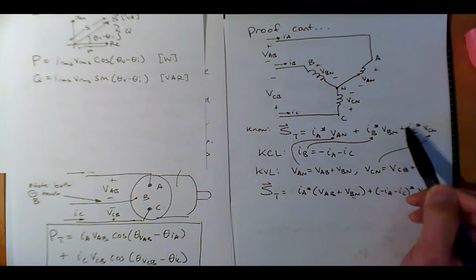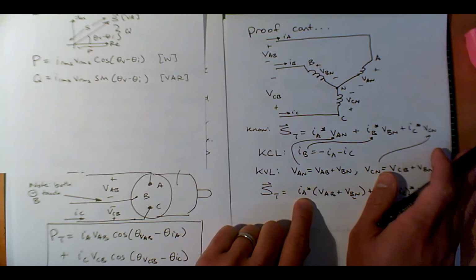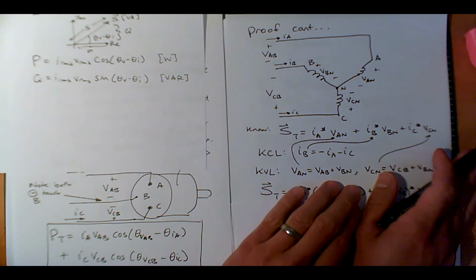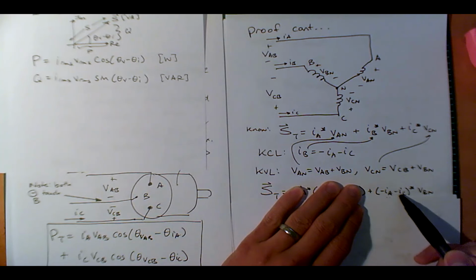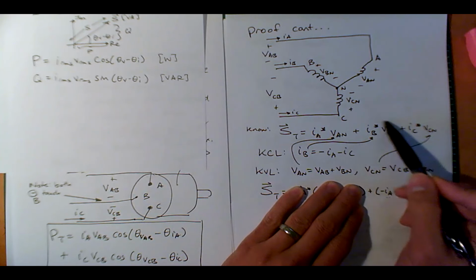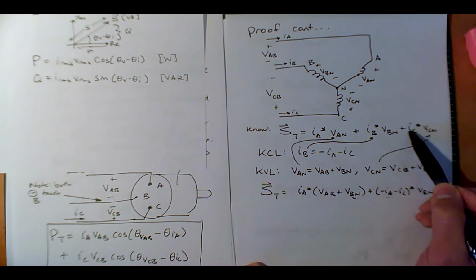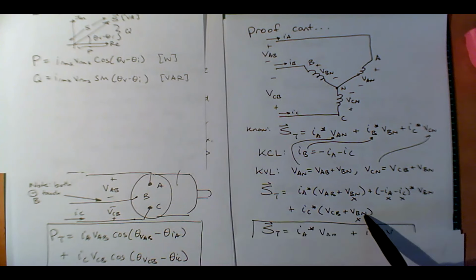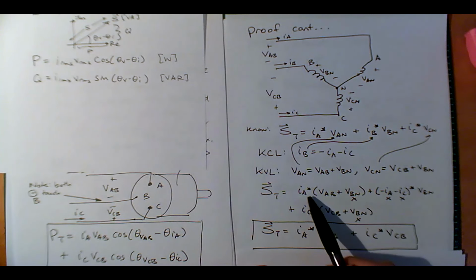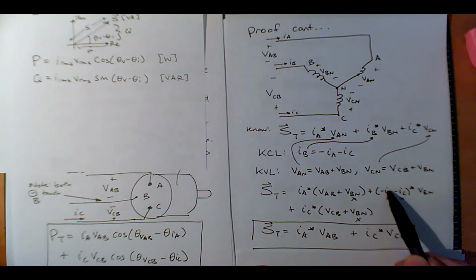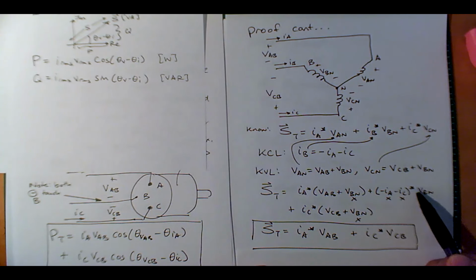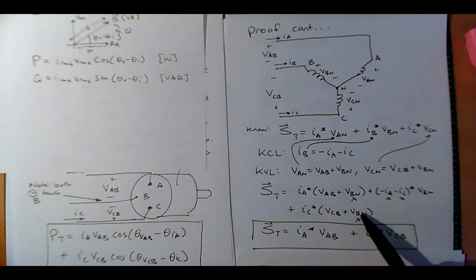What do we get? We get IA star times VAN, which is this guy. That's not too bad. We get negative IA, negative IC star times VBN. That's this guy. Good. And we get IC star times VCB plus VBN. Good. And here's what's really nice. Look at this. These cancel out. IA star VBN cancels out with this negative IA star VBN. Yay. And we get this negative IC star VBN canceled with this positive IC star VBN. We get this. We're almost there.